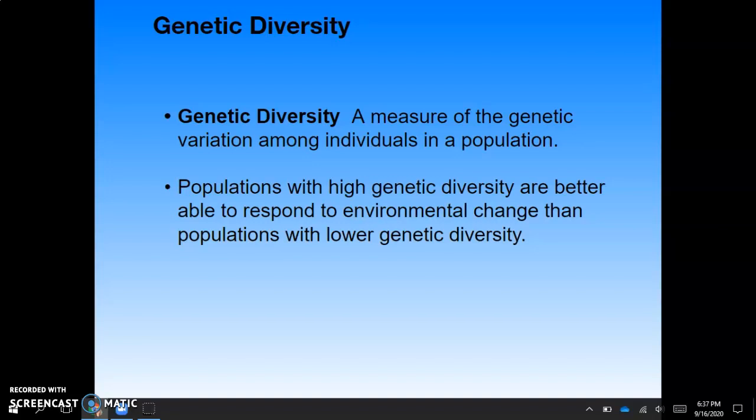So genetic diversity is just a measure of the genetic variation among individuals in a population. Populations with high genetic diversity are better able to respond to environmental change than populations with lower genetic diversity. So the theme here for today is that those environments that have a greater biodiversity overall will be more likely to be able to adapt to any kind of negative factors and any change. So high biodiversity is definitely a good thing.